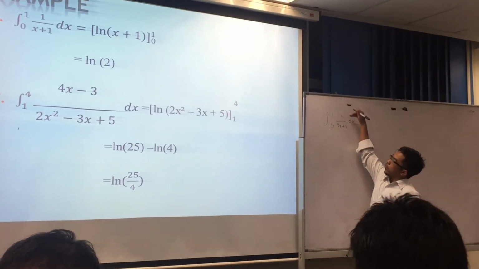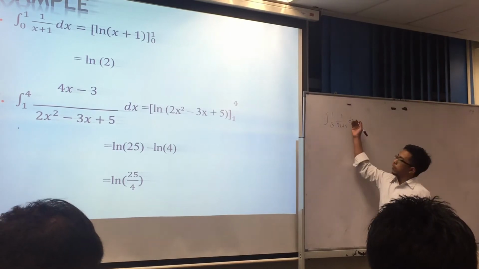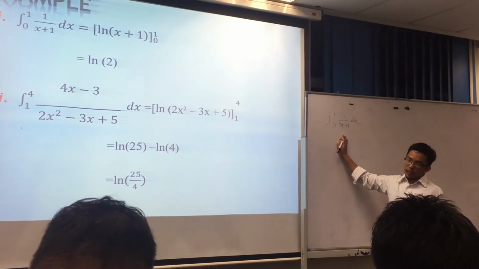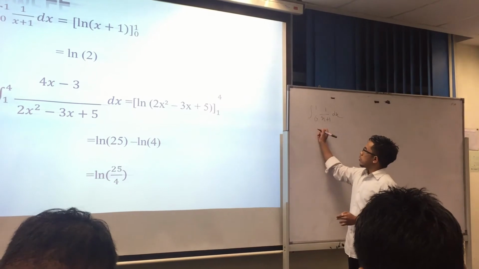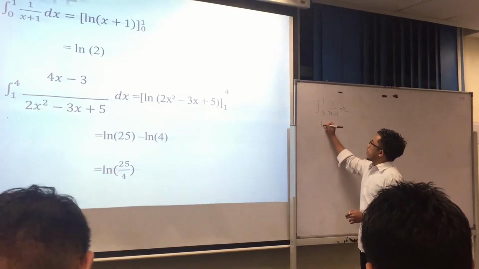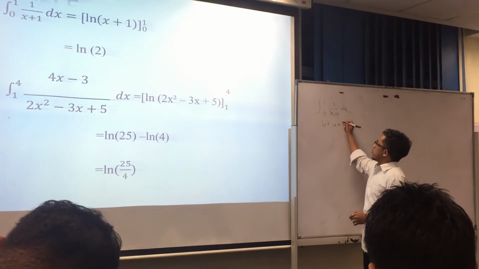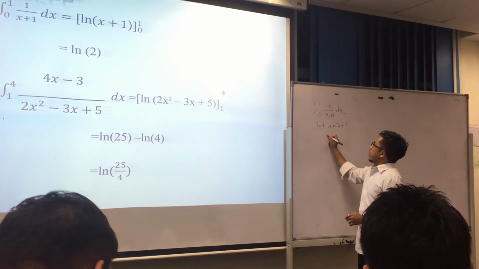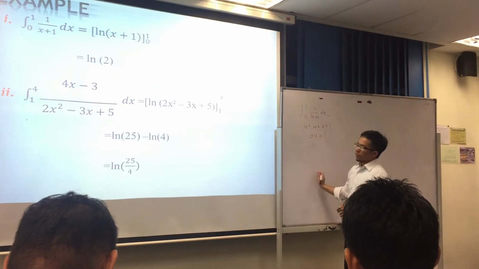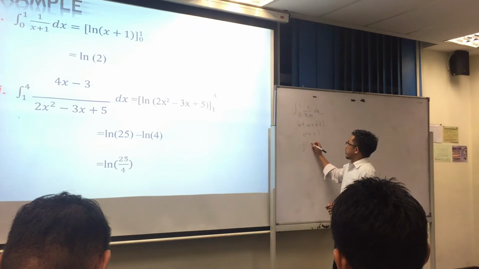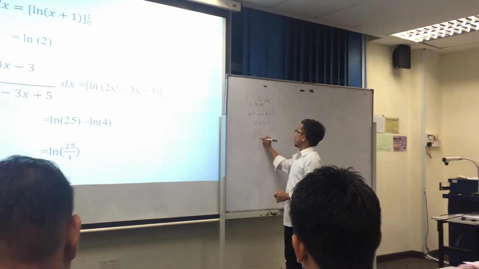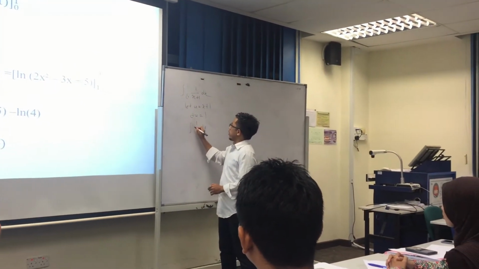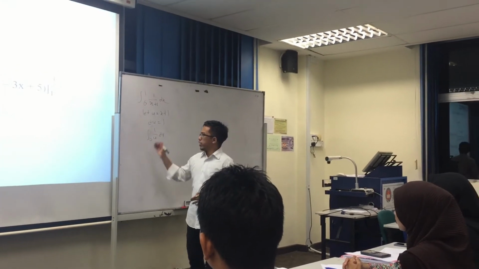As I have said before, the numerator is the derivative of the denominator. So let u equal x plus 1, and du is 1. Okay, so when you integrate, you have the integral of 1 over u du from 0 to 1. Don't forget the upper and lower limits.